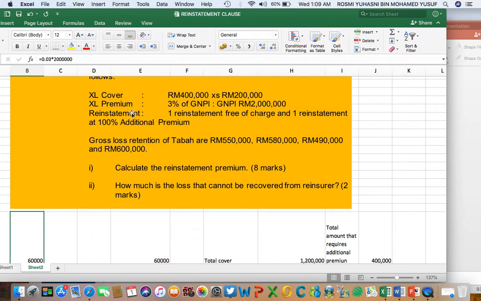Okay, look here. This is very important. So reinstatement allowed is 2 times. One times reinstatement is free of charge, meaning that the insurer can increase back the cover up to 400,000 without having to pay additional premium for the first 400,000. But for the next 400,000, which is the next reinstatement, the insurer will have to pay additional premium, which is 100% of 60,000.